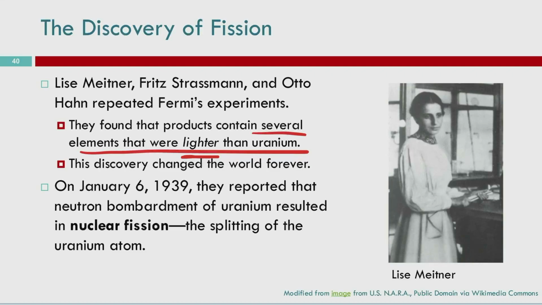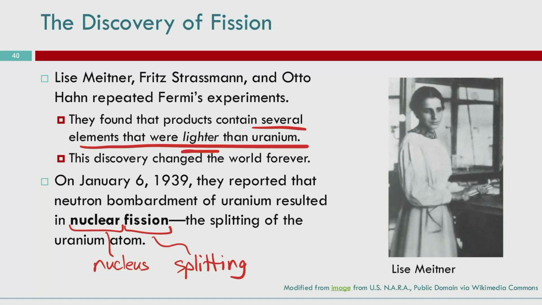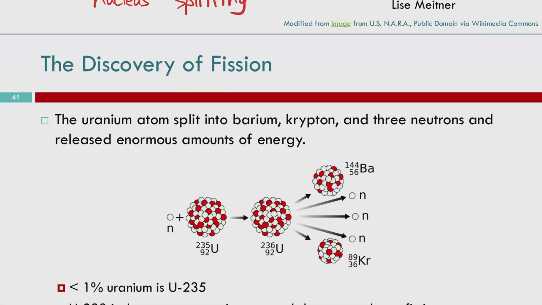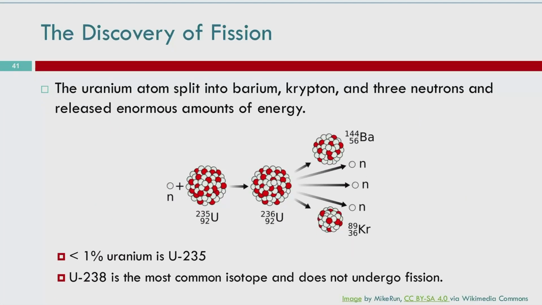On January 6, 1939, they reported that neutron bombardment of uranium resulted in nuclear fission. Nuclear pertains to the nucleus, and fission means splitting. So what was actually happening was not that the neutron was being incorporated and the nucleus becoming bigger. That neutron was hitting the nucleus and breaking it into smaller pieces. It split into barium, krypton, and 3 neutrons and released a massive amount of energy.